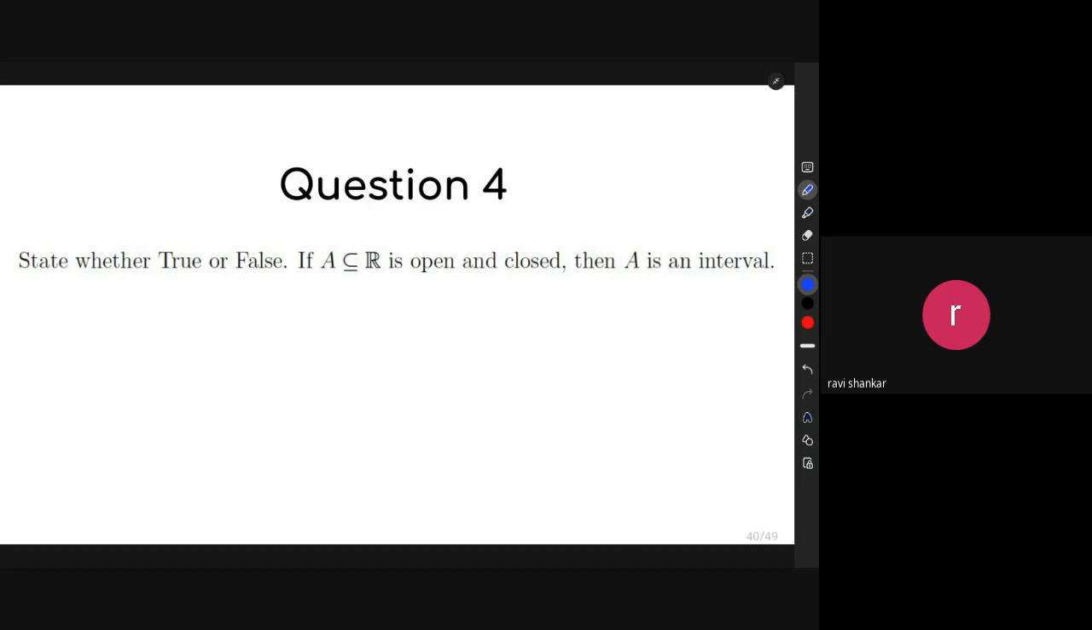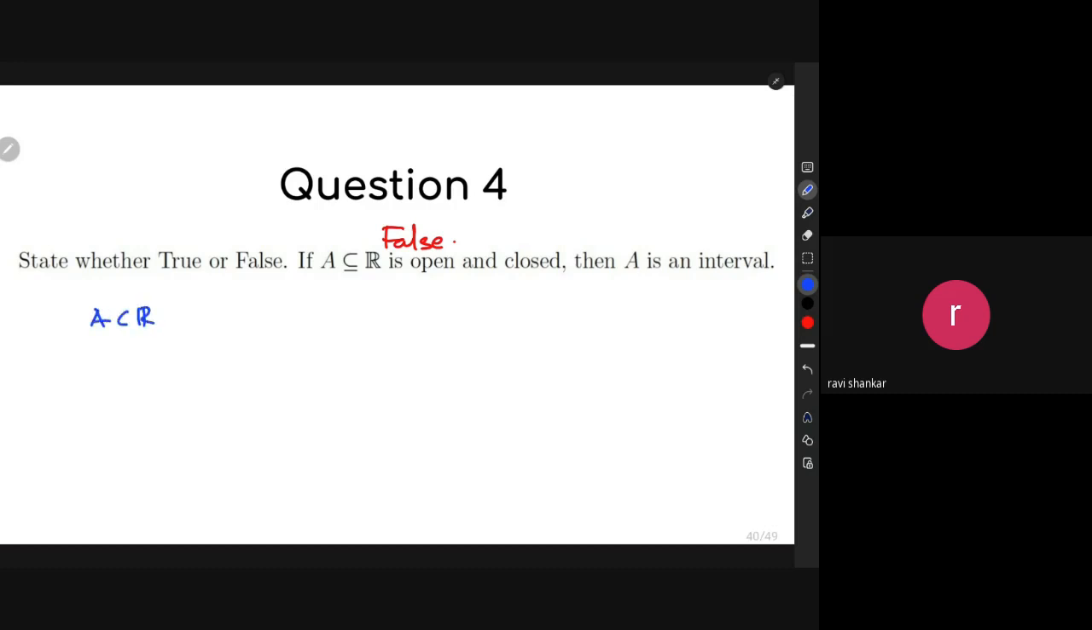Yeah, so this next question is again a true/false, and it says that if a subset of R is open and closed, then it has to be an interval. So this is again false. The argument is simple. If you assume that A is open, what do we mean by that? Let me recall the definition.